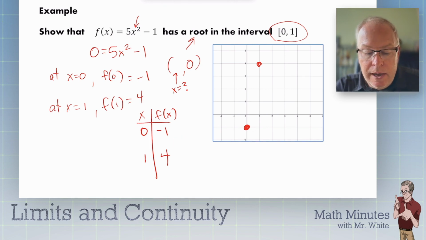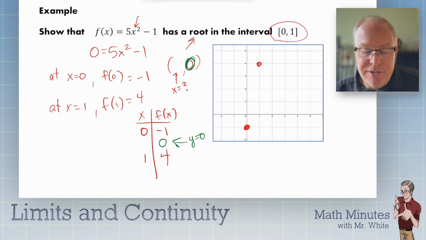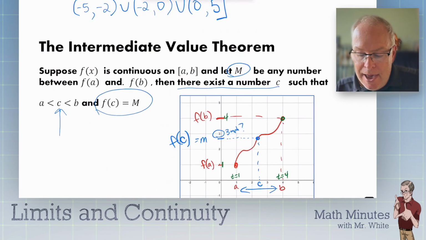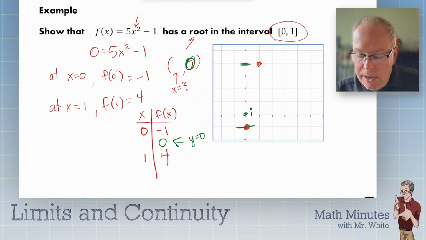So what are we looking for again? We're looking for a 0. We're looking for when y is 0. Do you see how 0 lies between 4 and negative 1? 0 lies right here. So there must exist some value a, or c, sorry, in between a and b, such that a 0 is output.